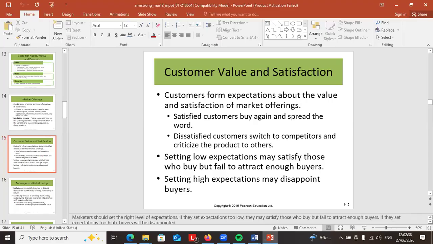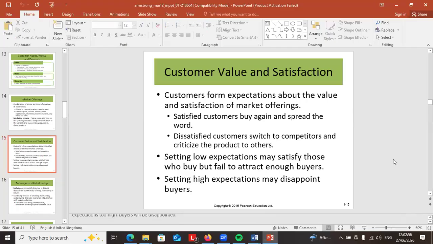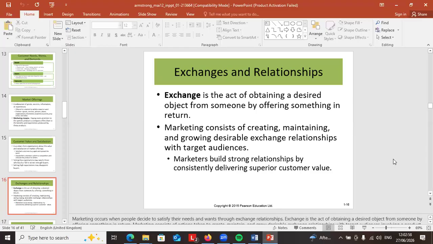And so it is important for marketers to set the right level of expectations. If they set expectations too low, they may satisfy those who buy but fail to attract enough buyers. If they set the expectations too high, buyers may be disappointed at the end of the day if they are unable to fulfill their needs.